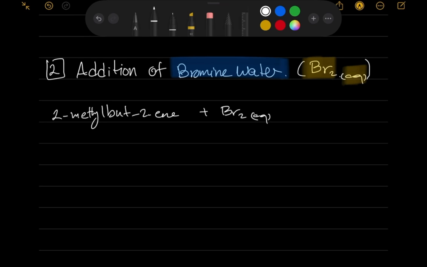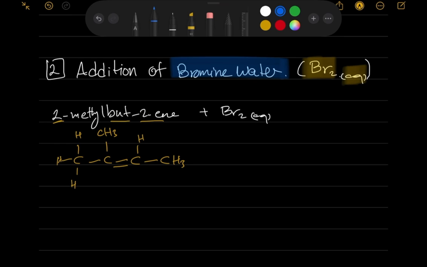How can I draw it? First of all, you should be able to draw the alkenes once their name is given. So how can I do it? First of all, we have to draw but-2-ene, which means we have to draw a series of 4 carbons, all right? And we have a double bond on the second carbon. So this is one, this is the second, and we have a methyl group on the second carbon. So this is the 2-methylbut-2-ene.